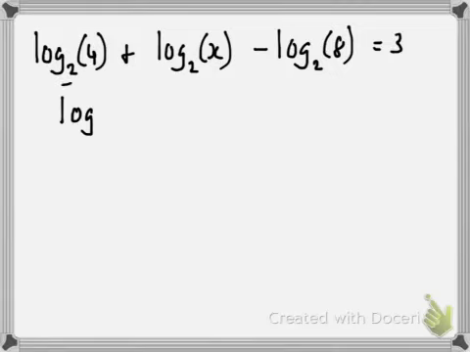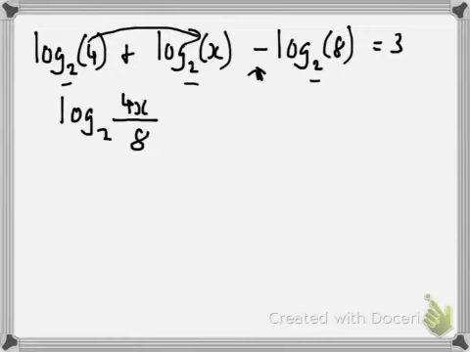Now we've got base 2 there, there and there, so we can use our log rule that says when we're adding those expressions we can multiply the 4 by the x. So we get 4x, and then we divide it by the subtracted one. There's our subtraction sign there, so it's divided by 8.